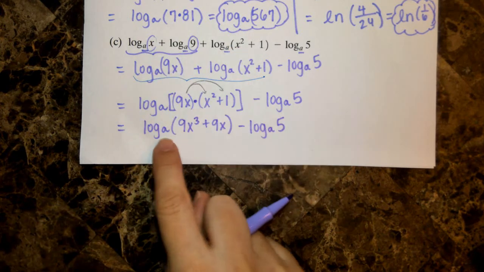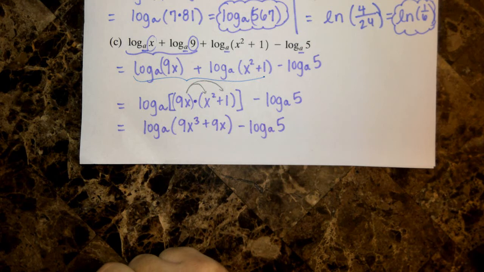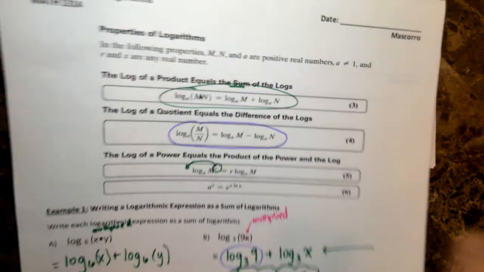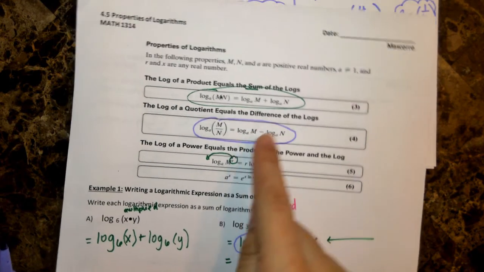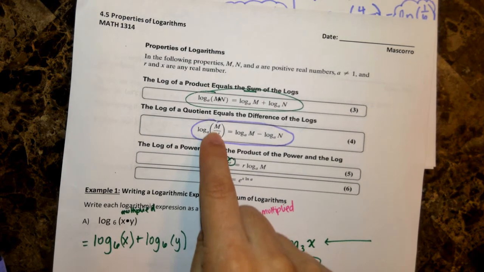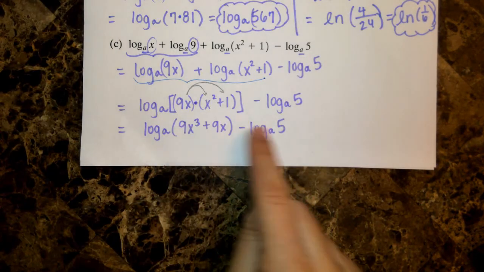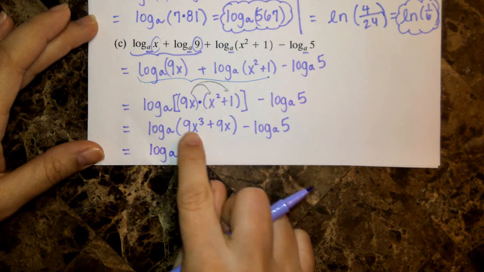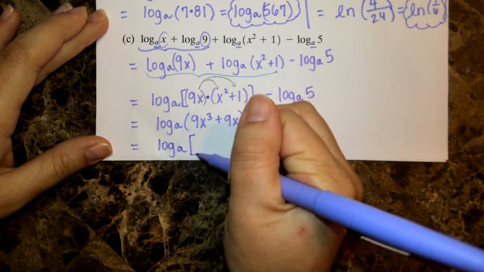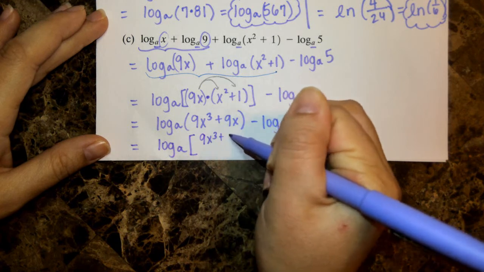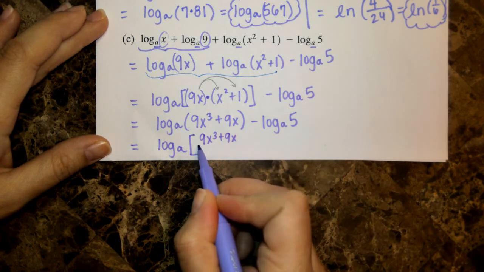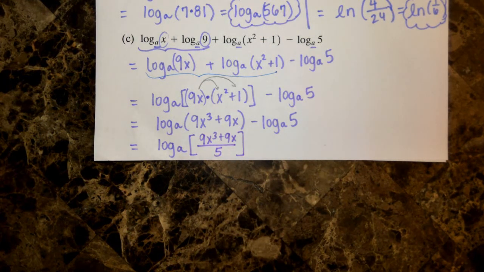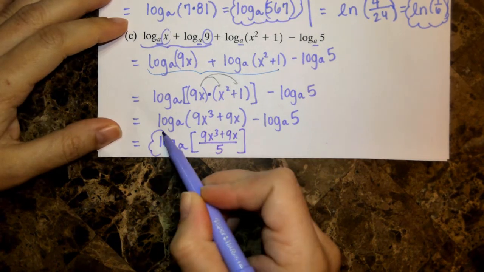We started with 4. Now I only have 2. And the only thing that I can do now is I have 2 different logarithms that are subtracting each other. They have the same base, base a. They're subtracting each other. So I'm going to use the difference of logarithms property. And I'm going to basically divide the 2 logarithms, whatever's inside the logarithms. So I will rewrite this as log base a of the first logarithm, which would be, let me use brackets, 9x cubed plus 9x divided by 5. And there's our single logarithm.